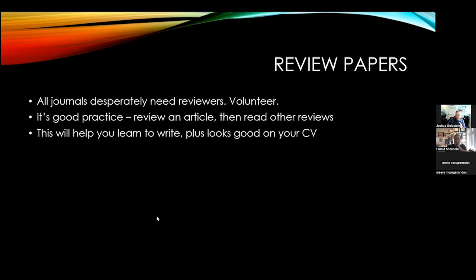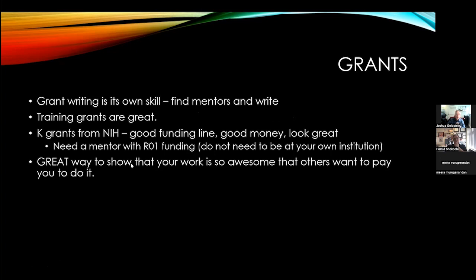And similarly for publications, aim for high impact factors outside of EM-specific journals. It's great to publish in non-EM journals. Again, it shows people that you're publishing across a broad spectrum of things. Grant writing is its own skill. Find mentors who write grants. Practice. Training grants are great. K grants from NIH are a good funding line, good relatively speaking. Good money, it looks great. You need a mentor. It does not have to be at your own institution. It's a great way to show your work is so awesome that people will pay you to do it.